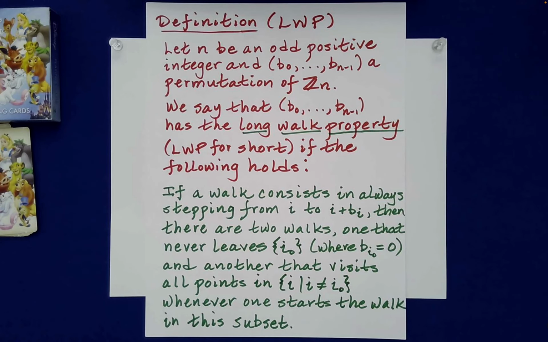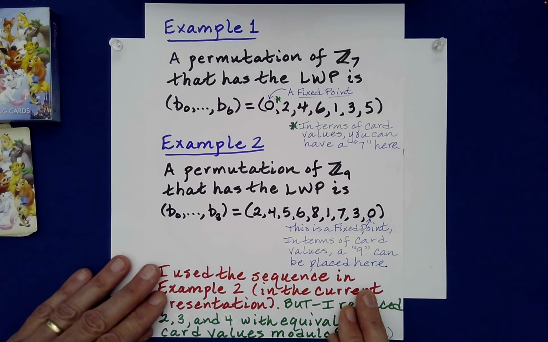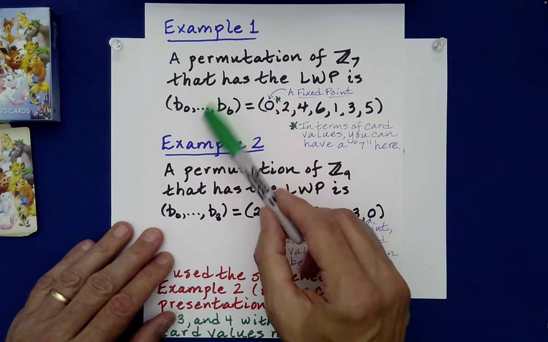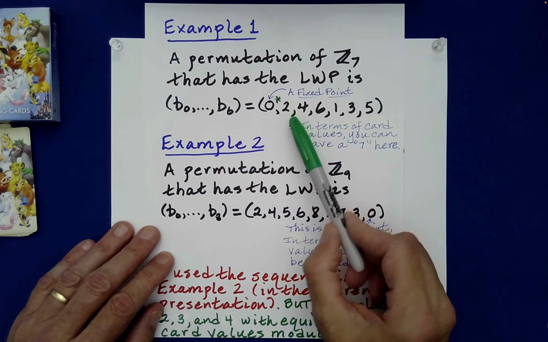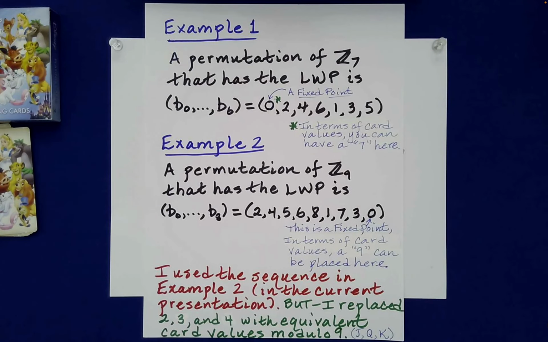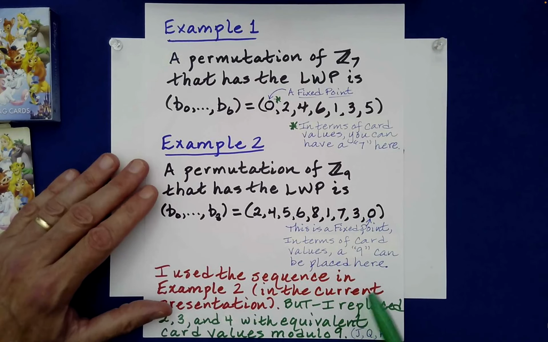So in some sense, you'll stop on all of the other cards, which is actually what happened in our presentation, right? We turned over all of the cards except for the silly joker, right? So the joker was in a very special position relative to the card values in the rest of the packet, as we'll see. An example, a permutation of Z7, so this is the integers modulo 7, that has the long walk property is the following. 0, 2, 4, 6, 1, 3, 5. Okay, so I encourage you to check this out for yourself.